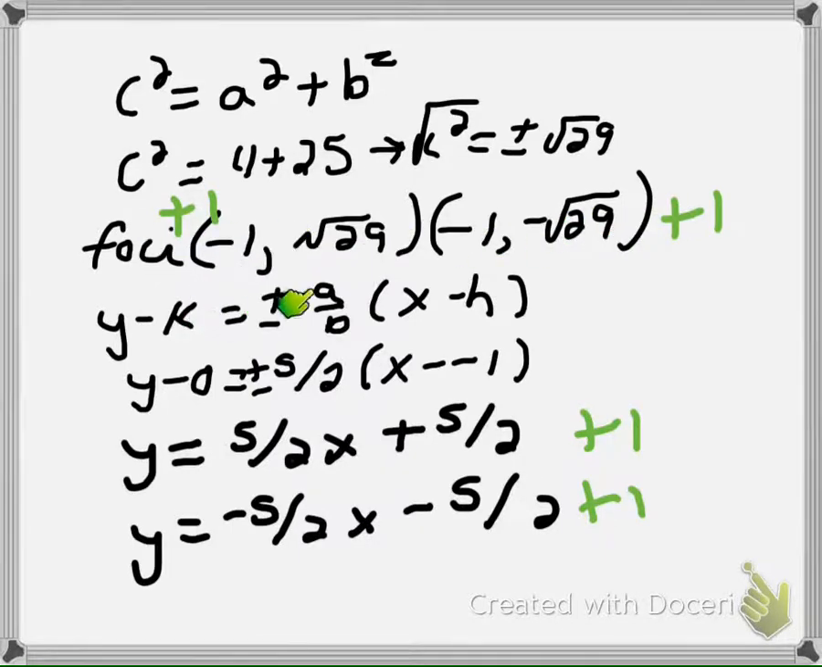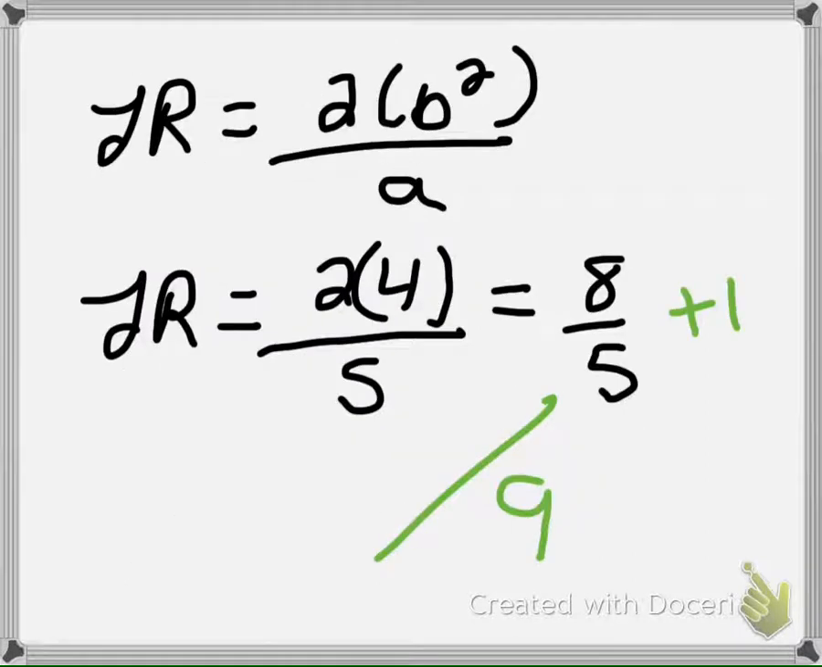I use this formula for finding my asymptotes, and it's a over b, so 5 over 2. And when I simplify, to make y the subject of the equation, I'm going to get 5 over 2 x plus 5 over 2 and negative 5 over 2 x minus 5 over 2. All together, oops, I didn't find the latus rectum. The latus rectum would be 8 over 5. Altogether, there were 9 points.